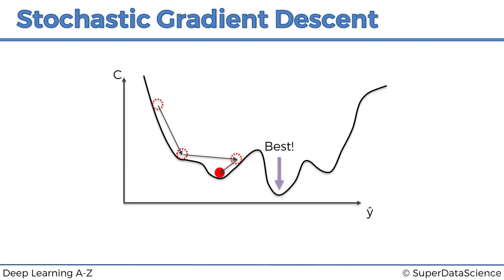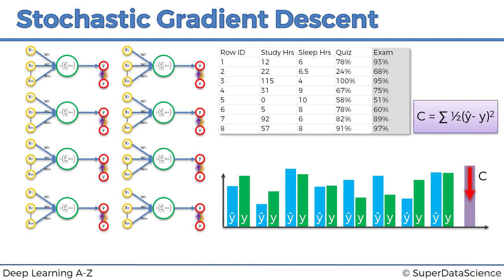And so what do we do in this case? Well, the answer here is stochastic gradient descent, and it turns out that stochastic gradient descent doesn't require the cost function to be convex.